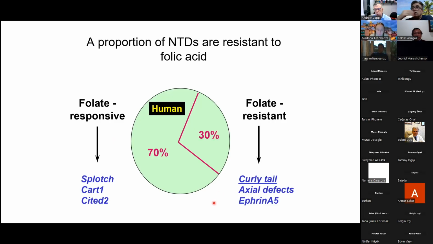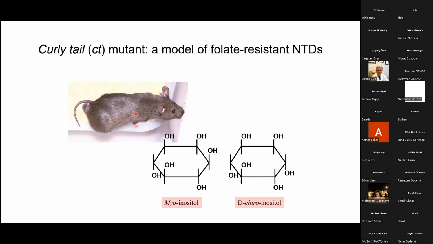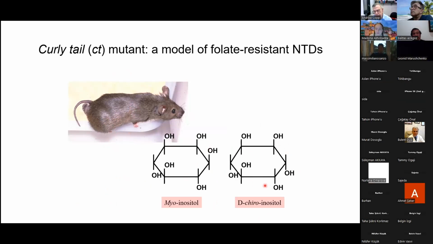And so we're very interested in the neural tube defects that do not respond to folic acid. Again, the mice come to our help, because we have mice with neural tube defects that respond to folic acid and can be modulated and prevented, and those that do not. This mouse, the curly tail mouse, with a mutation of the grainyhead-like 3 gene, is totally resistant to folic acid, but the neural tube defects can be prevented by inositol, myo-inositol, or d-chiro-inositol. A very simple six-carbon ring, very similar to glucose.